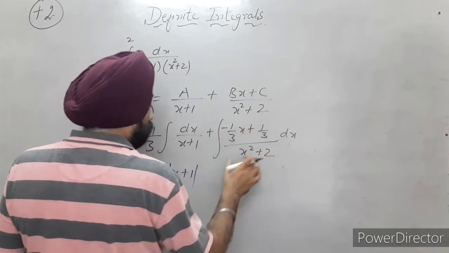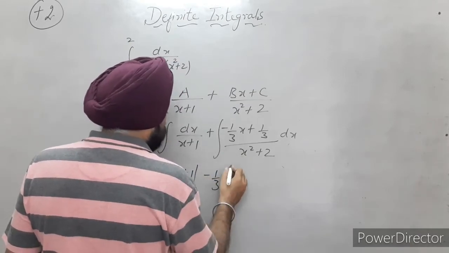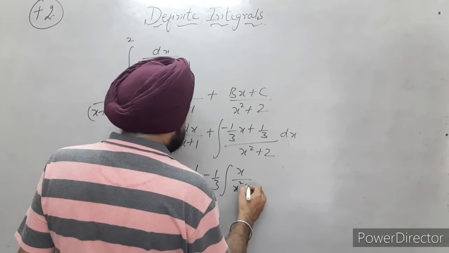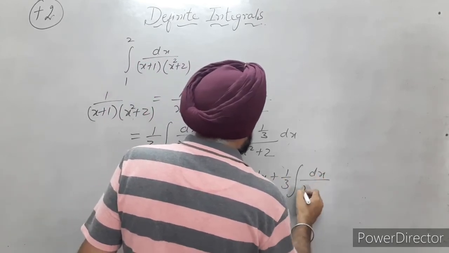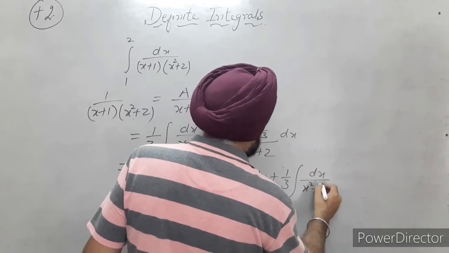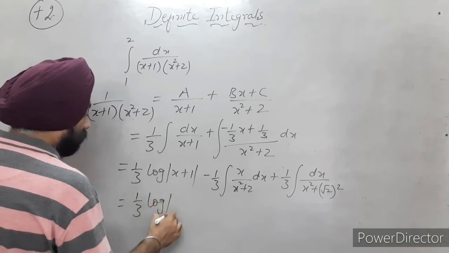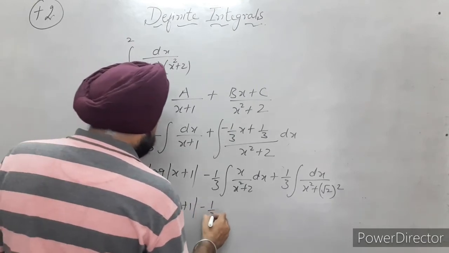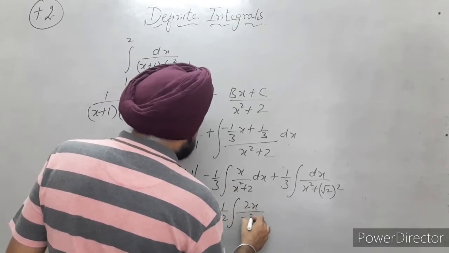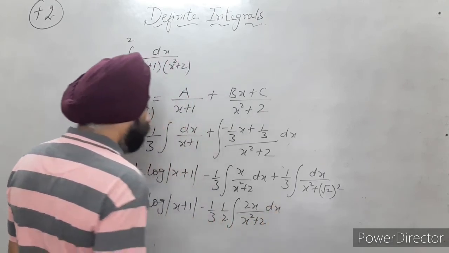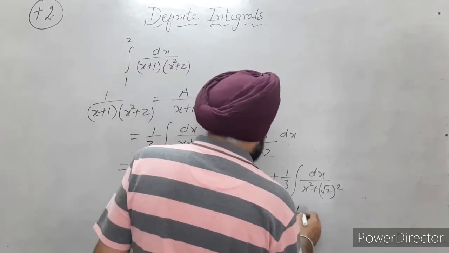It is linear upon quadratic now. Or we can use this as 1 by 3 upon x square plus 2. It can be done like this: 1 by 3 dx, x square plus 2 can be written as this. Now it is 1 by 3 log (x plus 1) minus 1 by 3 times 1 by 2 times 2x upon x square plus 2. This I have done deliberately. Why? Because x square plus 2's derivative is 2x.